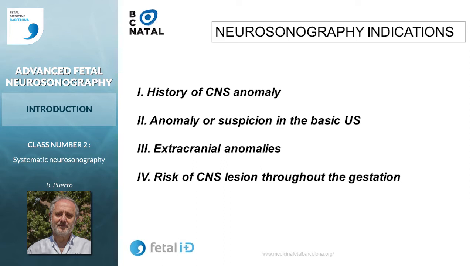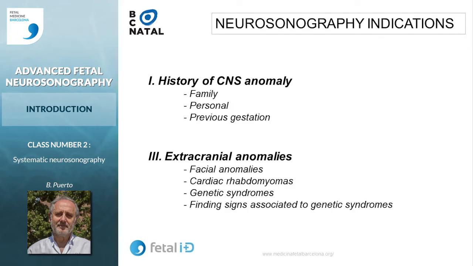Let's see one by one. The first group is a familiar, personal history or alterations in a previous gestation. Regarding the extracranial anomalies, the most common ones associated to central nervous system anomalies are the facial anomalies, because the central organs are formed from the same origin. Cardiac rhabdomyomas due to the suspicion of tuberous sclerosis, genetic syndromes, or finding signs associated to genetic syndromes.